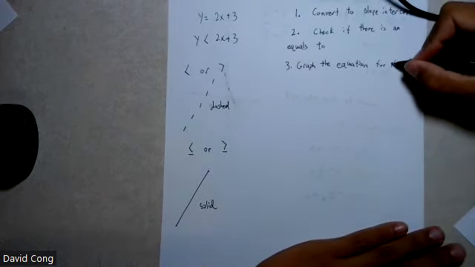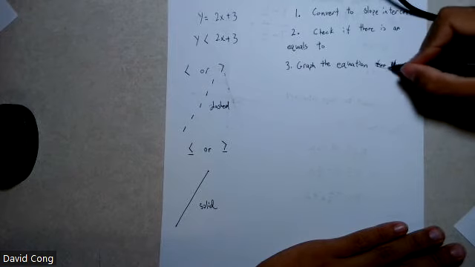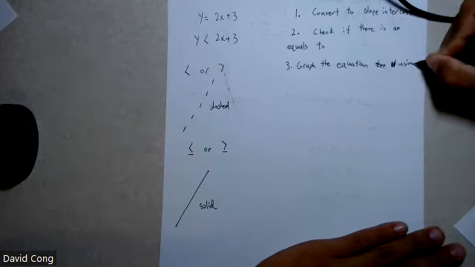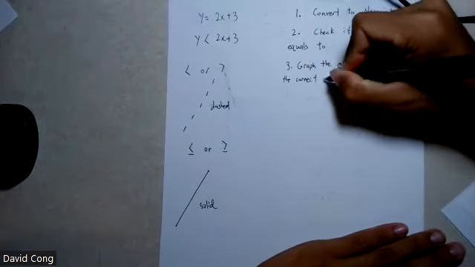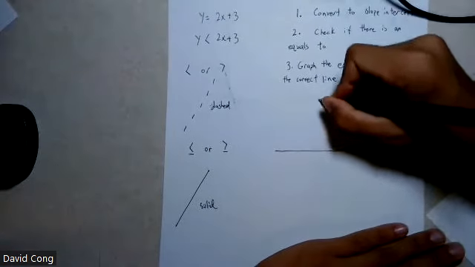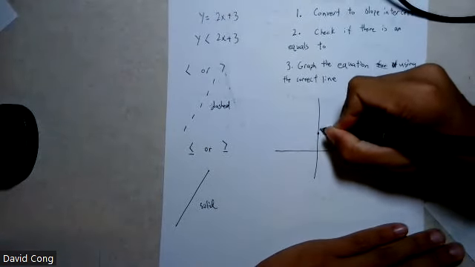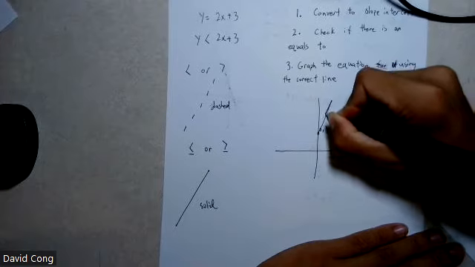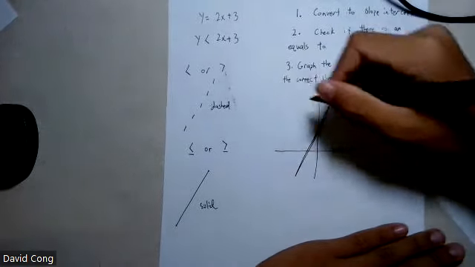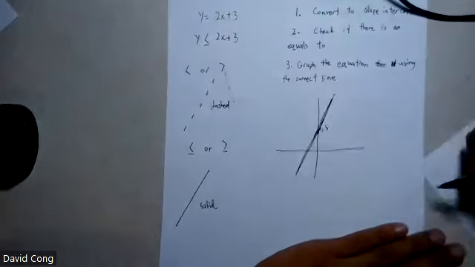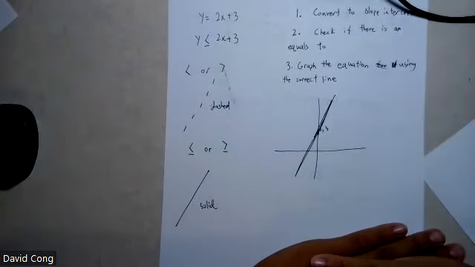Graph the equation, and then using the correct line. So in this case, we have 0, 3. We have a slope of 2. It's poorly drawn. Oh wait, there should be an equals. So solid line for this.